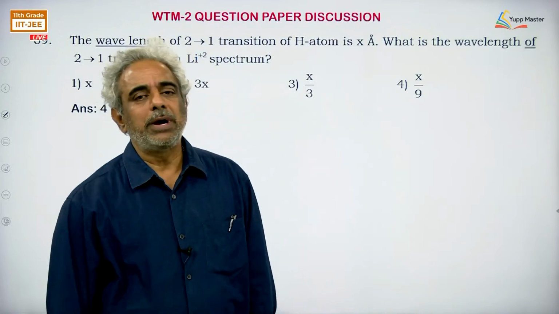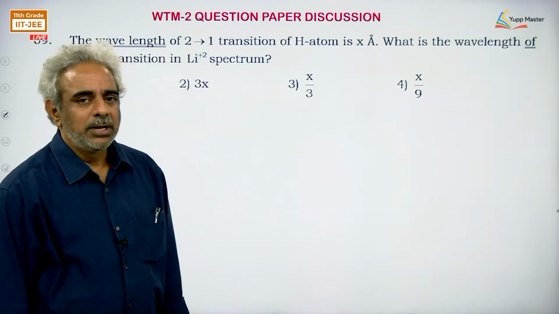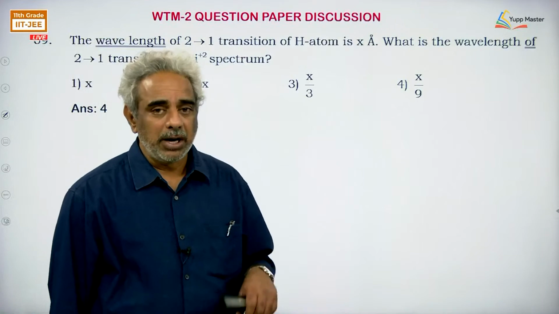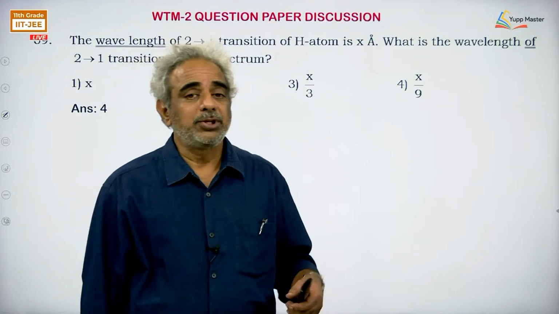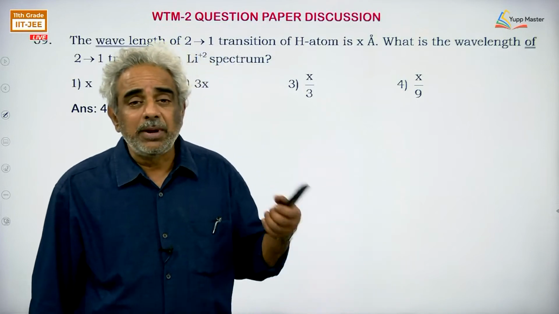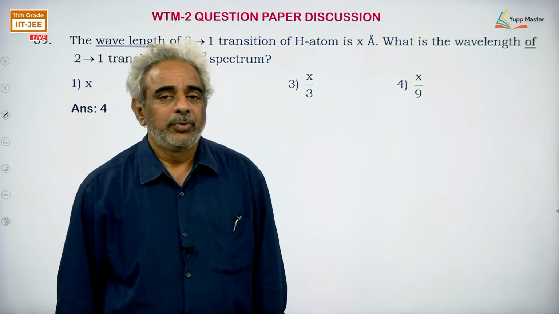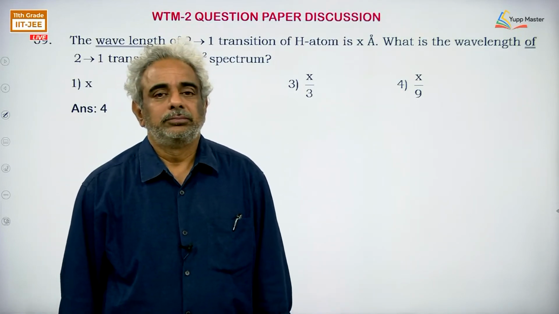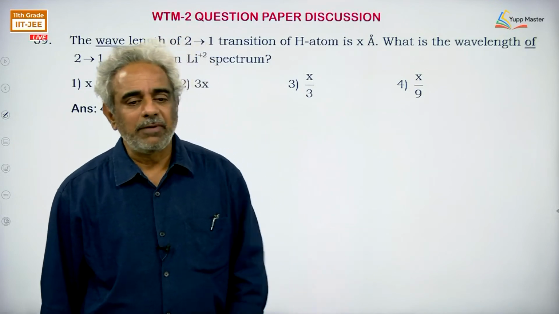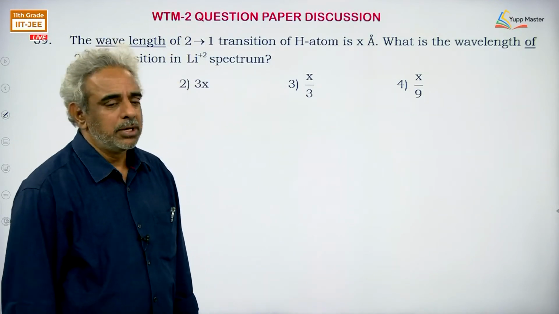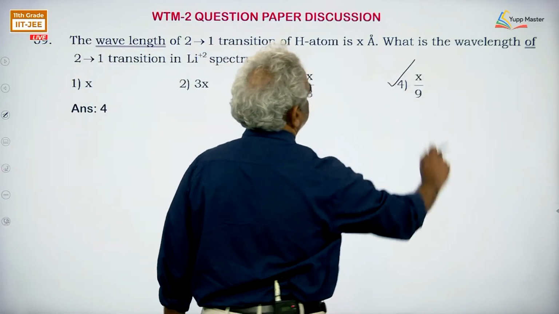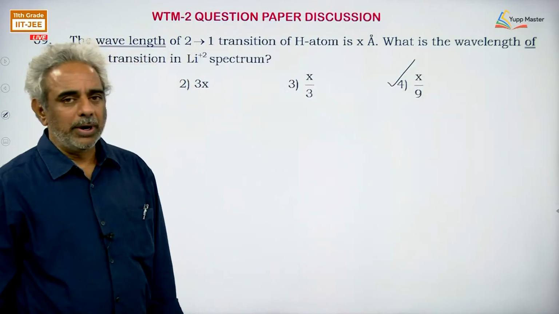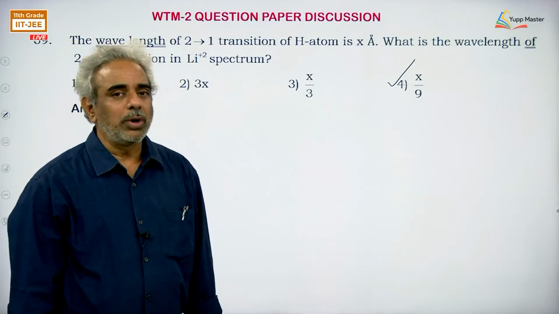It is only 2 to 1 transition in both cases. So the 2 to 1 transition in hydrogen, 2 to 1 transition in lithium plus 2. In lithium plus 2, the energy will be 9 times more because Z square, 9 times more. But he is asking wavelength. Wavelength is inverse relation. So it will be X by 9. 2 to 1. Simple things you have to conclude like that.